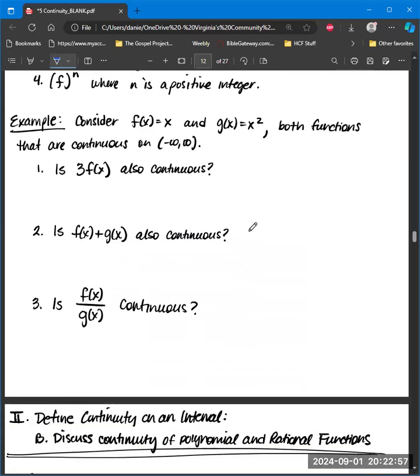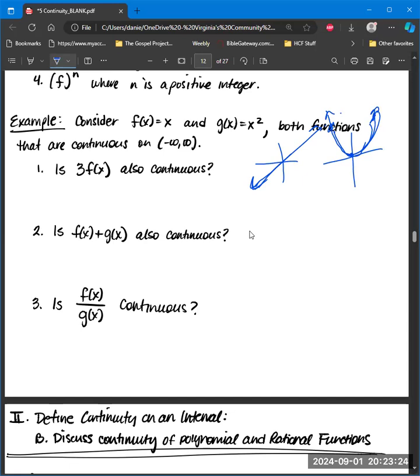So let's consider f of x is equal to x and g of x is equal to x squared. Both functions are continuous on -infinity to infinity. Just to verify that, there's y equals x, and it goes from -infinity to infinity. I can draw the whole thing without picking my pencil up off the paper. And there's x squared. I can go all the way to the left, all the way to the right without picking my pencil up off the paper.